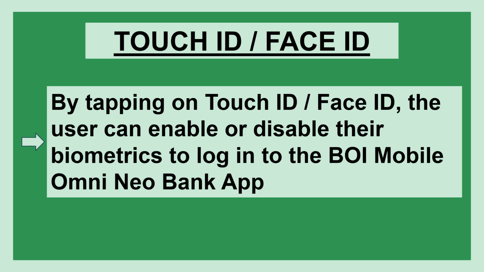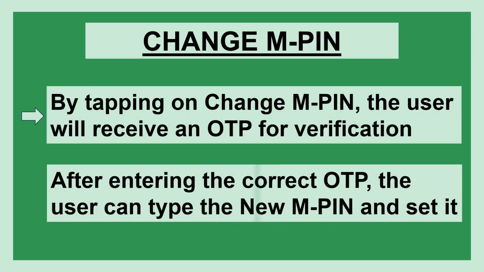Touch ID or Face ID. By tapping on Touch ID or Face ID, the user can enable or disable their biometrics to log in to the BOI mobile Omni Bank app. Change MPIN. By tapping on Change MPIN, the user will receive an OTP for verification. After entering the correct OTP, the user can type the new MPIN and set it.